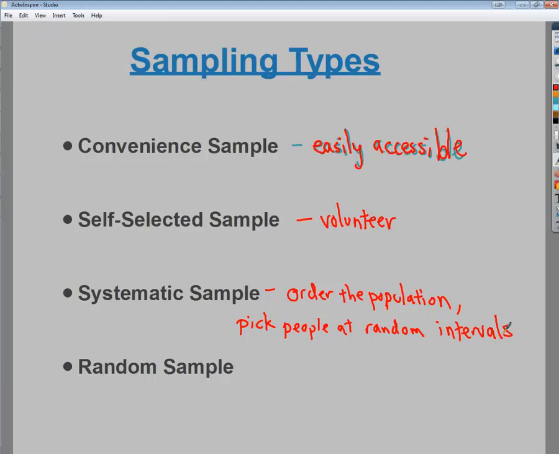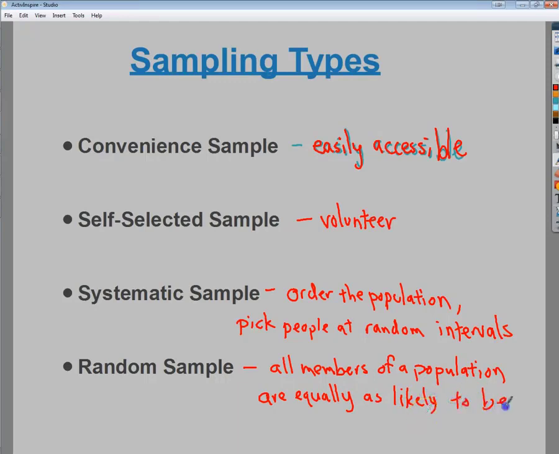The other type is a random sample. And this is where all members of a population are equally as likely to be chosen. Now, a countrywide sort of random sample is very unlikely. You're going to pick from certain things. I mean, you can't get everybody. But if we're in our school scenario, for instance, if you just put all the kids' names in, no matter what grade they're in, and you pick 50 of them out, and you shake it up each time, it's a random sample. So it's possible to do it if the population is small enough and make it legitimate.